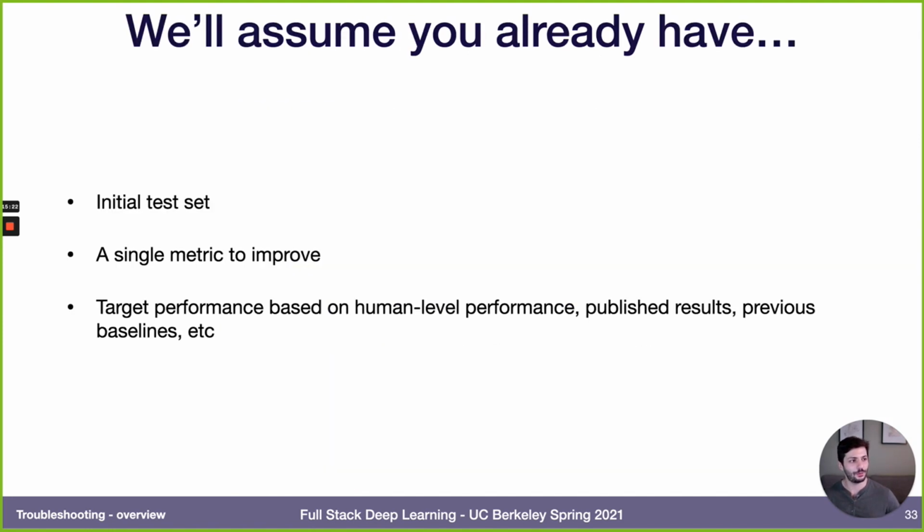Okay, a few things that we are going to assume that you already have in place before you start going about this process. The first is you need to have an initial test set, so an initial data set that you're going to use to perform your model evaluation. We'll also assume that you have a single metric to improve on. So we talked a couple weeks ago about how to choose what metric you are going to work on improving at any given time. And then we're also going to assume that you have a baseline, right? So some target performance that's based on maybe human-level performance, or some paper that you're trying to reproduce, or a previous baseline, or maybe some requirements. And again, we talked a couple weeks ago about how to pick a good baseline.